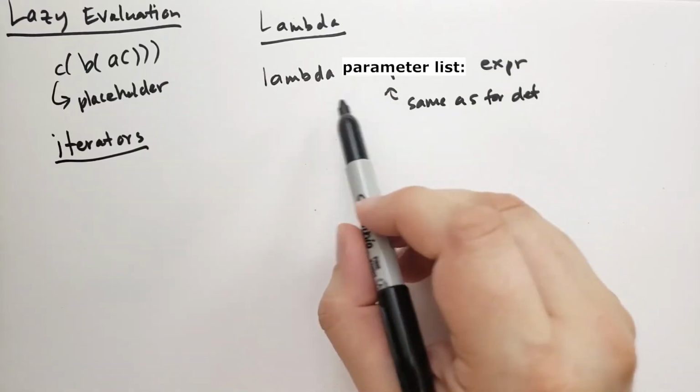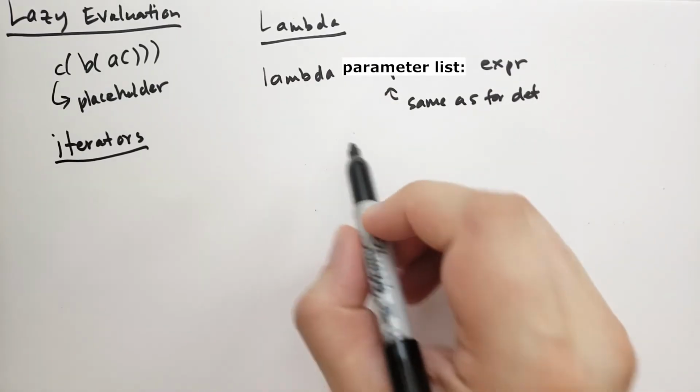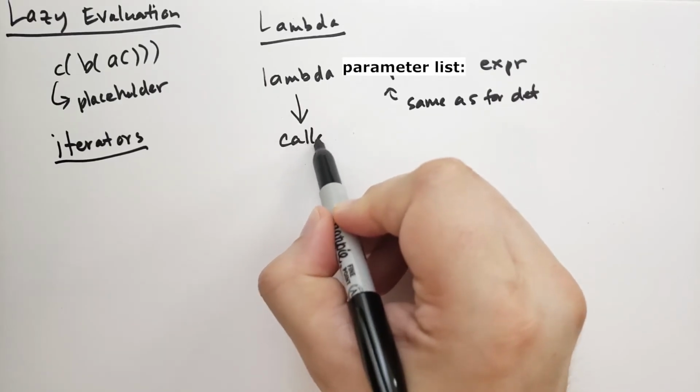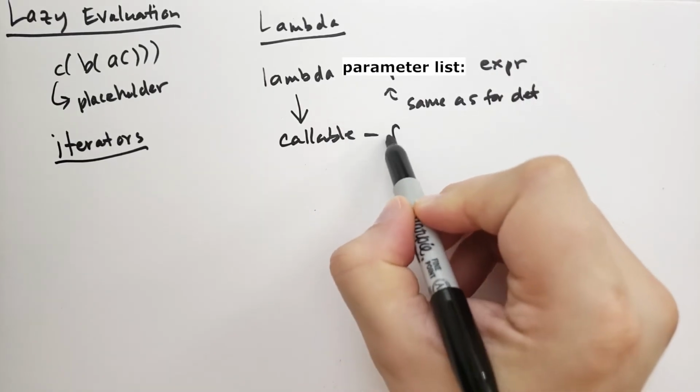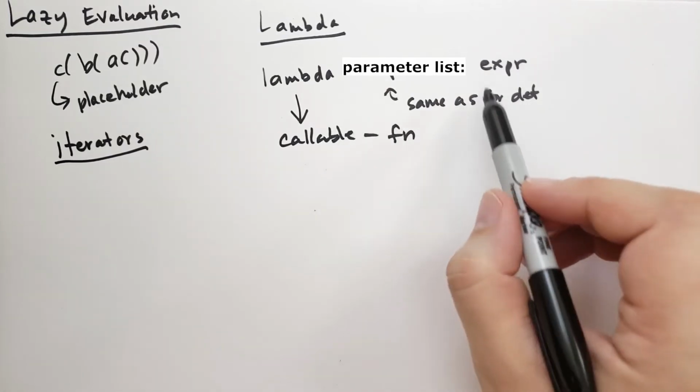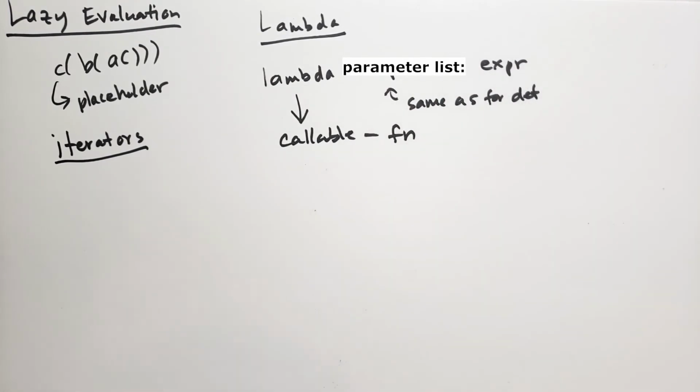When you call a lambda, this expression returns a callable, what you might even call a function. When you call it, it's just like calling the function, except it returns the expression, whatever that is.